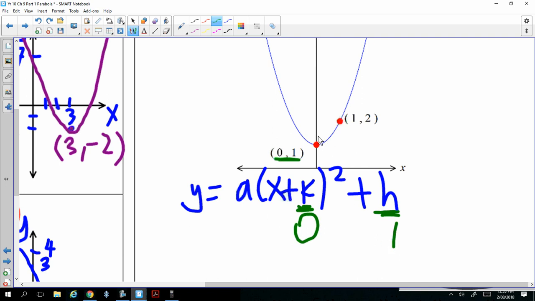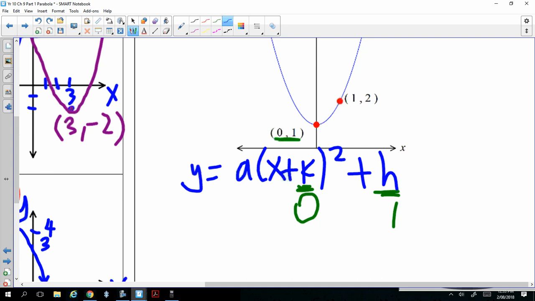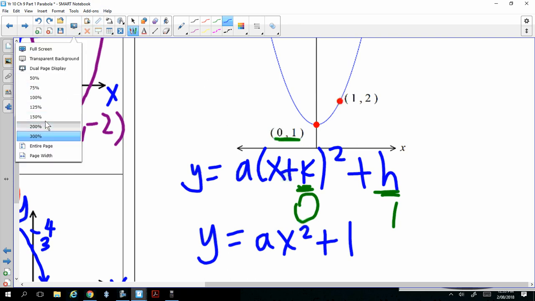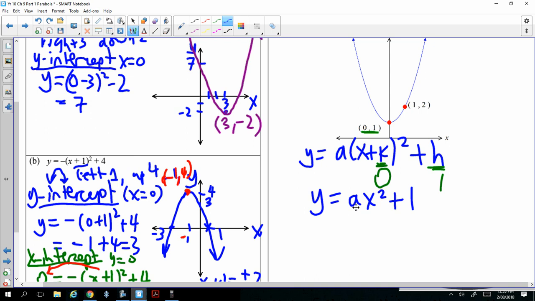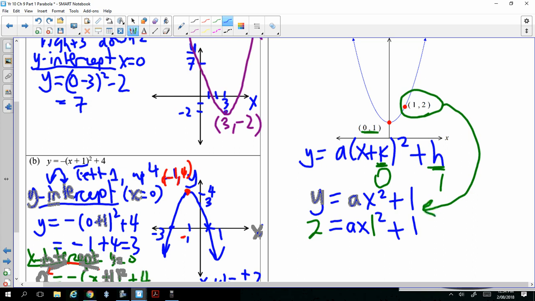Now, the next step is we're going to find a. Now, a doesn't have to be 1, could be 2, could be anything. So how do I know what a is? We have to substitute that point 1, 2 into this equation to work out the value of a. So put 2 into y, put 1 into x. So you end up getting a times 1 squared plus 1, right? Once you substitute it, you'll get a plus 1 equals 2. Therefore, a must be 1. So now we found the equation. Therefore, the equation becomes y equals x squared plus 1. So that's the step you use.